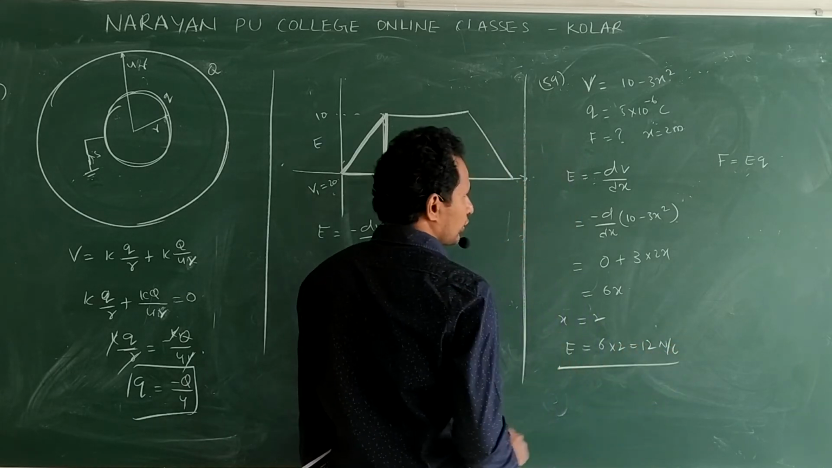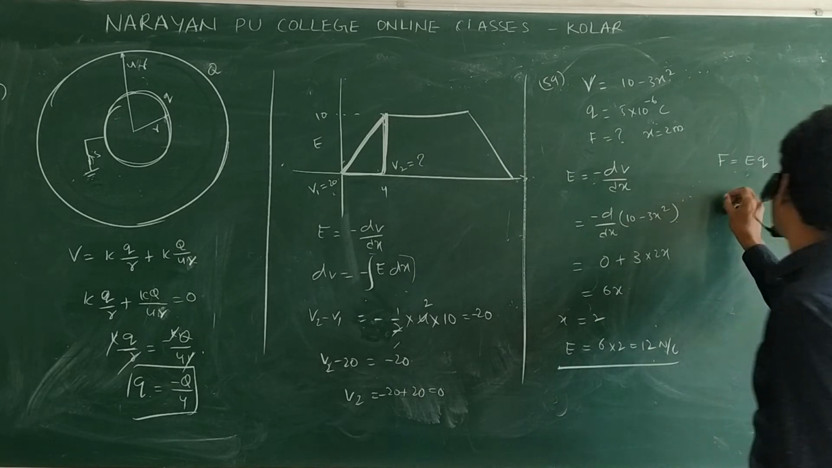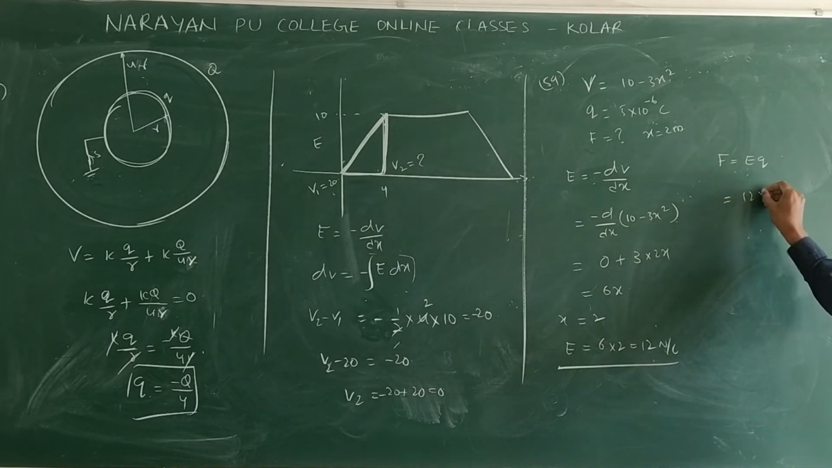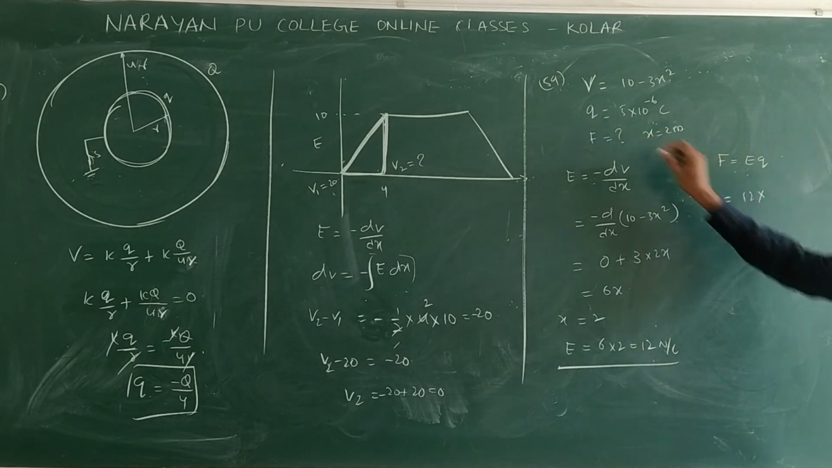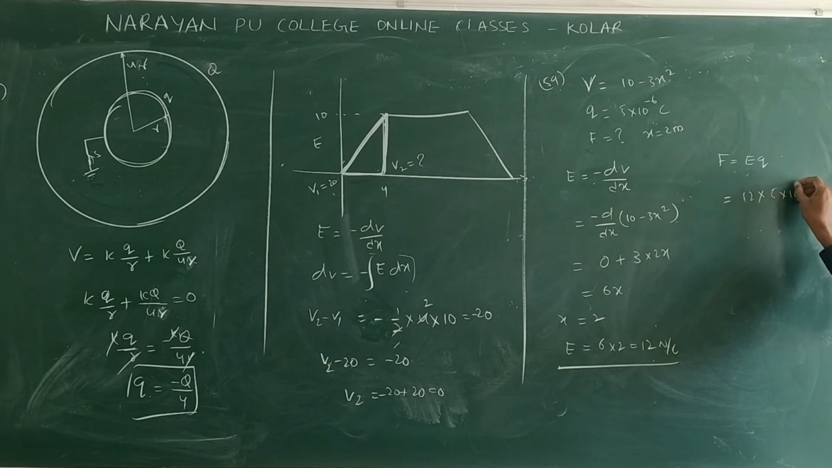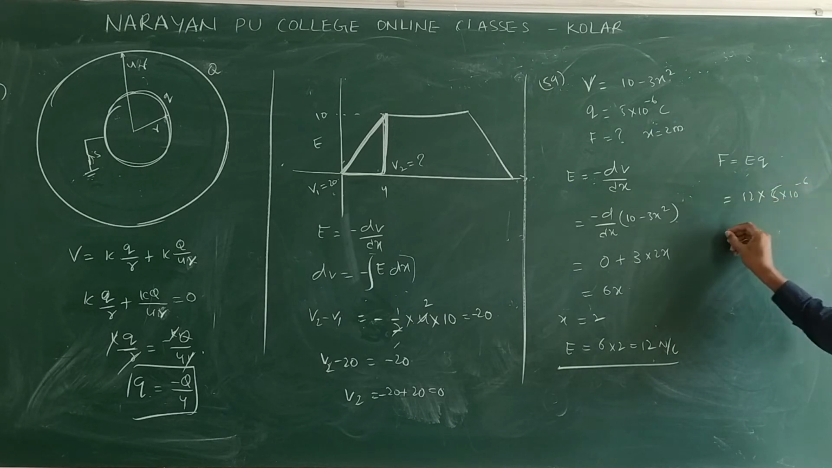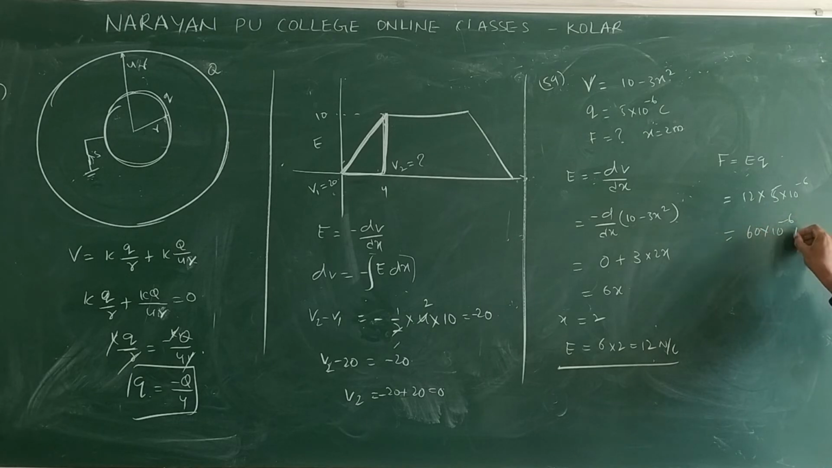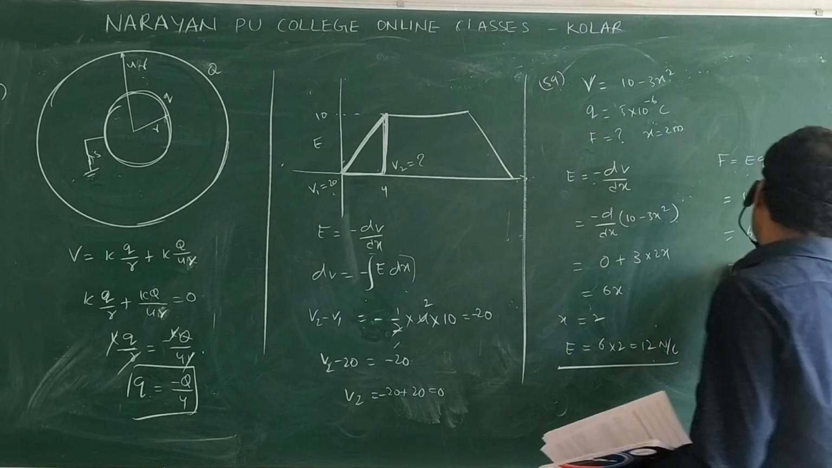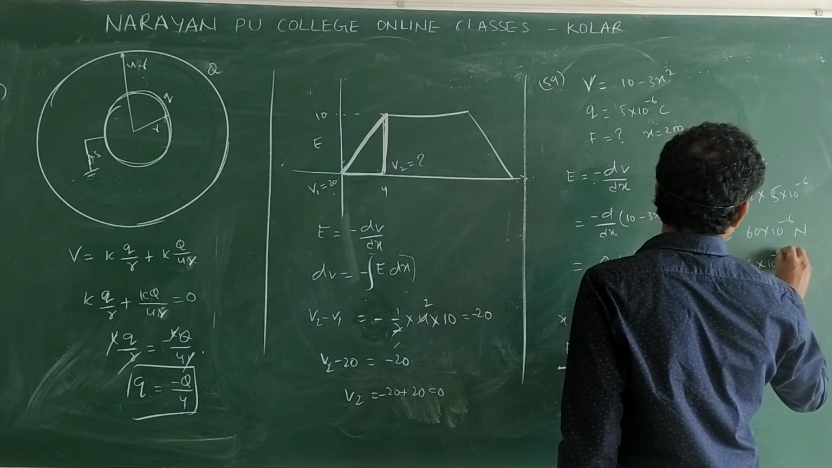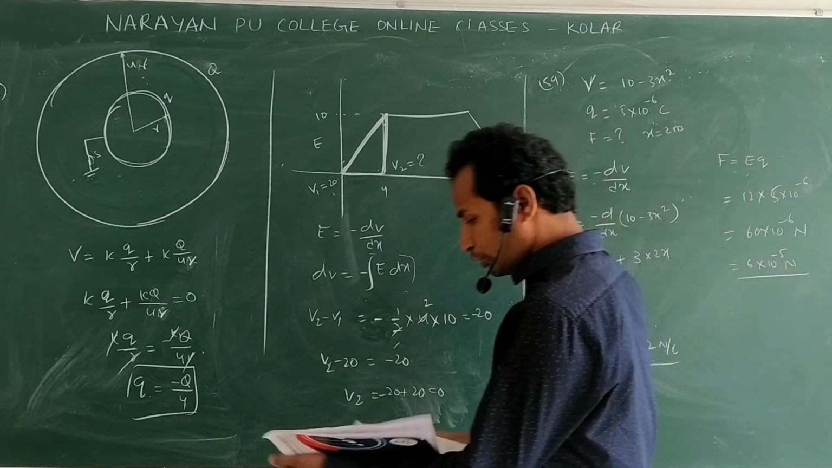This is not the answer, we need to apply E here. So 12 into, what is the charge? 5 into 10 power minus 6. Then 5 into 12 is 60, into 10 power minus 6 Newton. Now the option is 3. This we can write as 6 into 10 power minus 5 Newton.